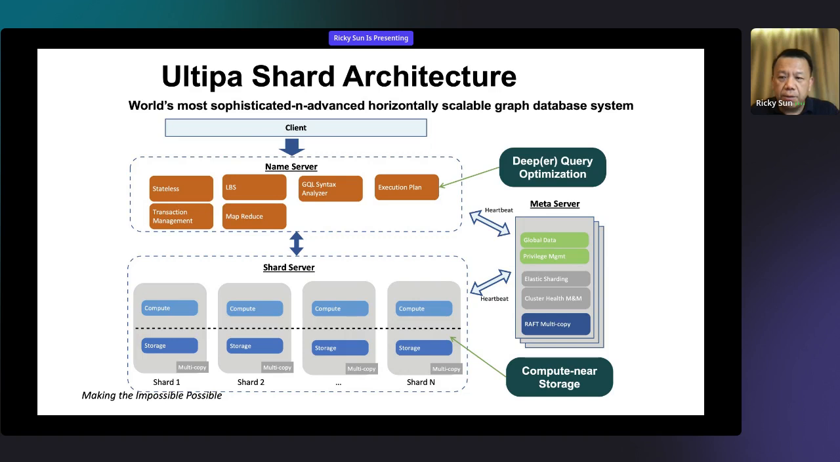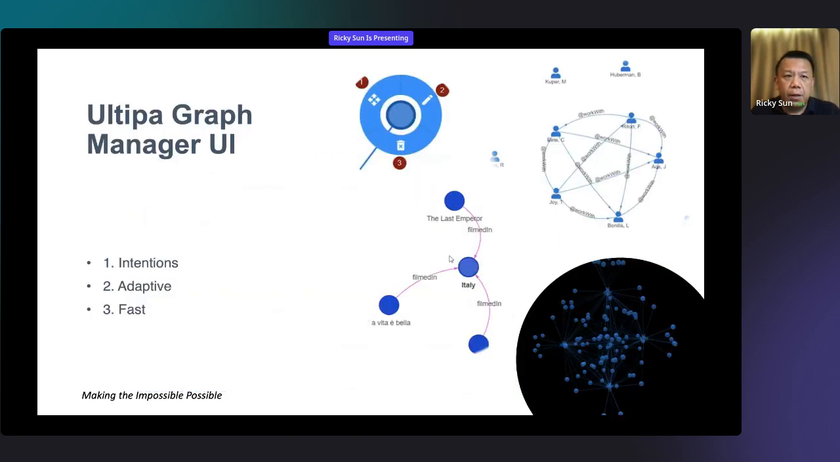but still major optimizations can be done. For instance, it's still a compute centric storage format, from shard 1 to shard n, essentially in the sharding server clusters. And also for the name server, deeper query optimizations can be done. So we'll talk about that later.